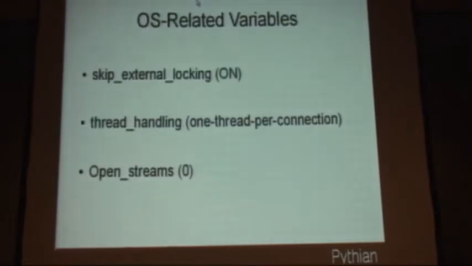Operating system related variables. So skip external locking. Basically, if it's set to 1, you skip external locking. What that means is that if you need to lock tables externally, like you're using myisamchk or myisampack, you're doing some kind of file system work on the database and you need to lock them externally, you would set this to 0.